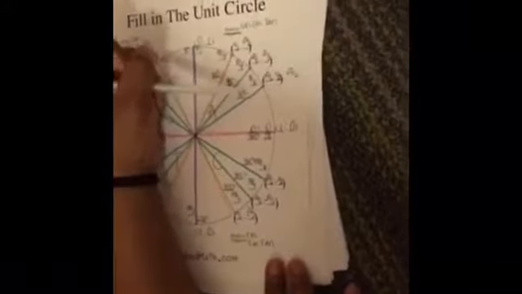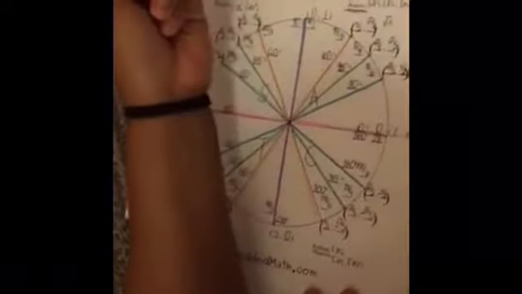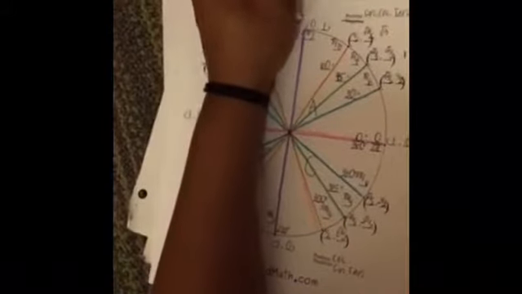Tangent of 30 is going to be root 3 over 3. I memorized that because 30 degrees has the most 3's. So root 3 over 3. This one is going to be 1. Tangent of 45 is going to be 1. Tangent of 60 is just root 3. Right here, tangent is undefined.